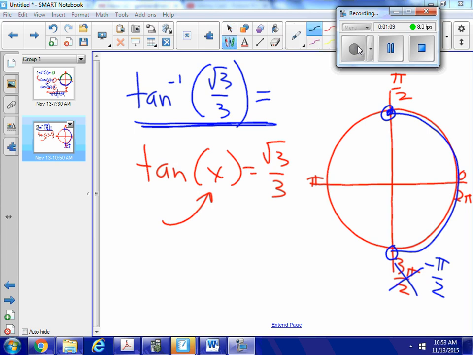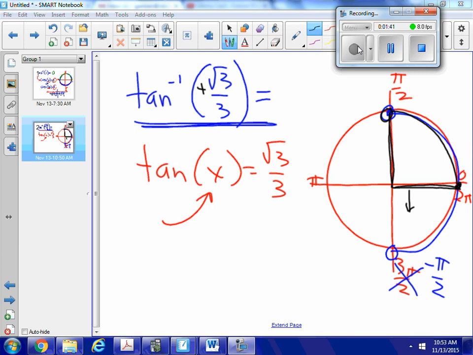Well, the first thing I think about is what quadrant is it in? And since this is a positive answer, I know that it's going to be here in quadrant 1. Because down here in quadrant 4, the answers for tangent are negative. The other thing I think about is, well, I know it's not going to be 0, because tangent of 0 is 0. And I know it can't be pi over 2, because that is undefined. So it's going to be somewhere in the interior here of this quadrant.